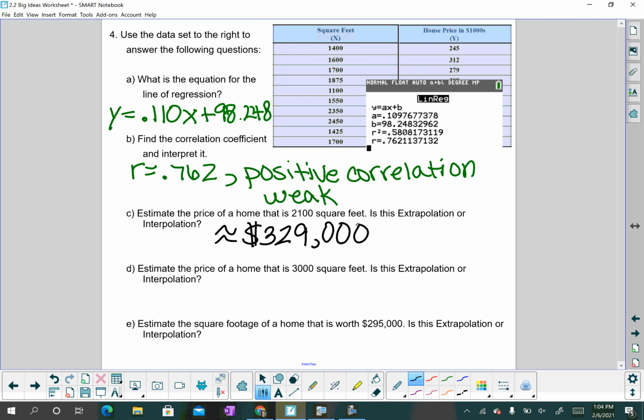The second part of this question is it extrapolation or interpolation? We'll start with interpolation. Interpolation means we're looking at a data value that is within the data values we were given.